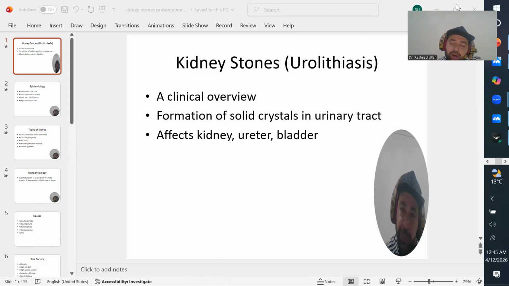Today I'm going to talk about kidney stone, or in simple medical term, we call it urolithiasis. Okay, so we'll be discussing clinical overview, formation of solid crystals in the urinary tract, and what it affects. So it affects kidney, ureter, bladder. I'll be discussing them slowly and gradually.